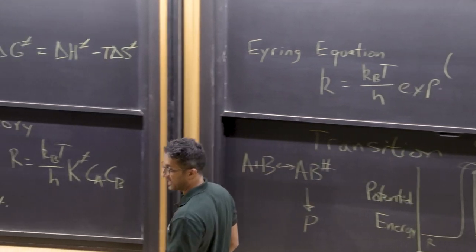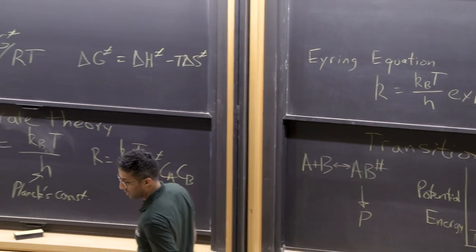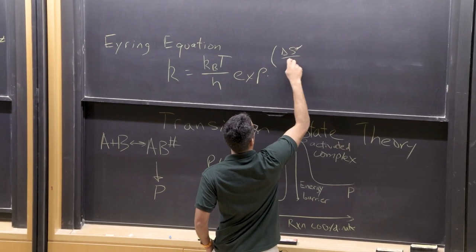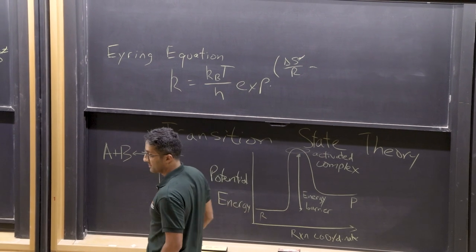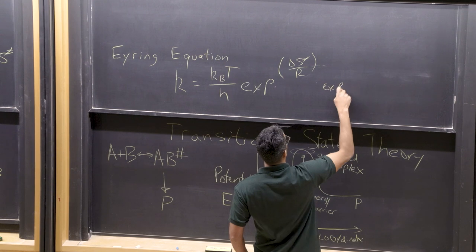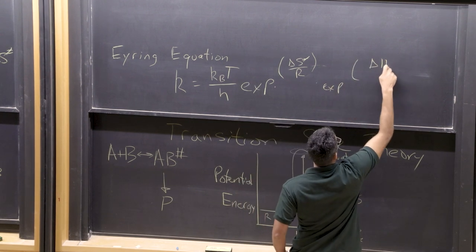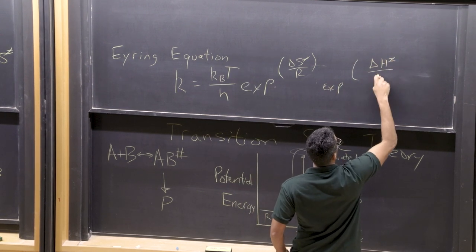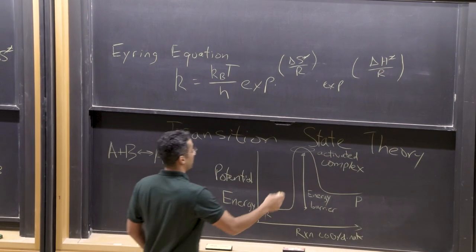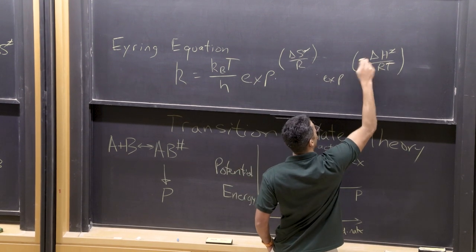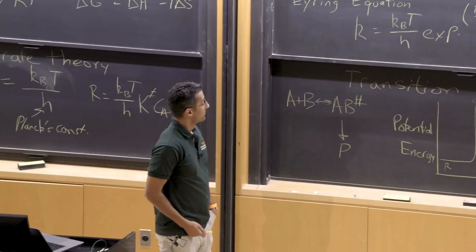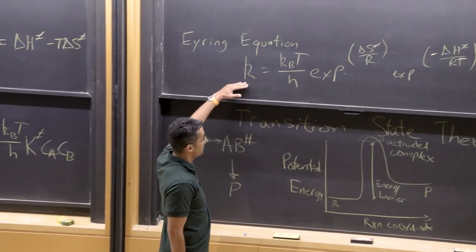It should be minus exponential of minus delta G over RT, or in entropy terms, exponential of delta S dagger over R, times exponential of minus delta H dagger over RT. Okay? So this is the Eyring equation. This is how the rate constant can be calculated.